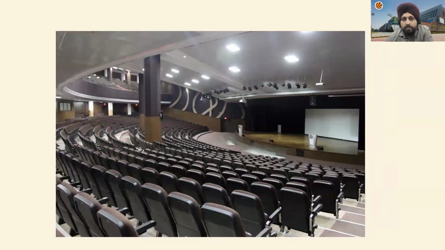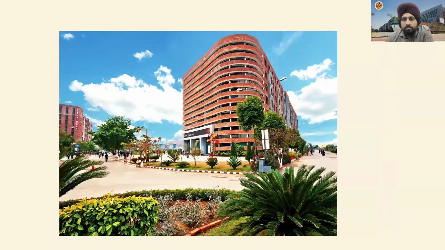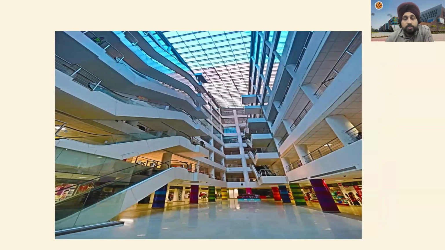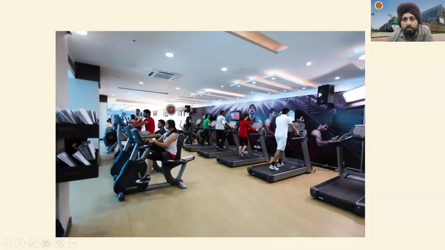Then, if I'm talking about the infrastructure, we have very huge infrastructure. Right now, you're able to see the picture of the auditorium, which has a sitting capacity of 2,500 plus. You can see some of the computer labs and a brighter view of the library. And this is again the architecture. This is the picture of the Unimall, which is available inside the campus. Students can get their daily needs from the Unimall. They don't need to go outside the campus.